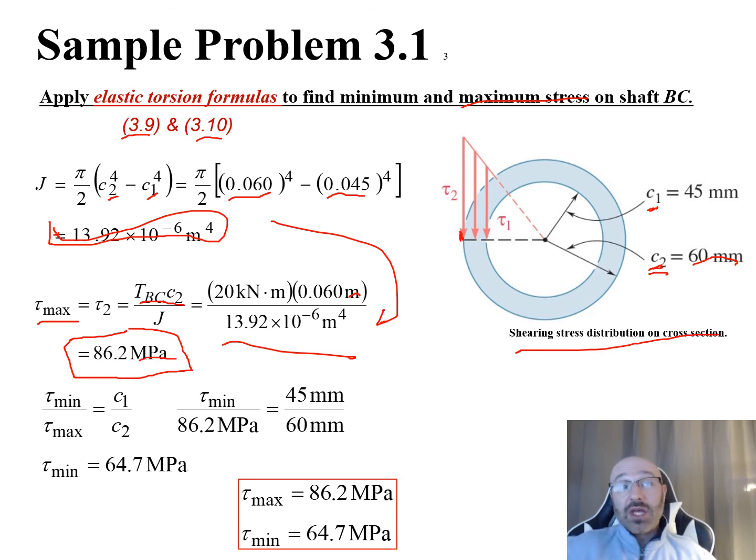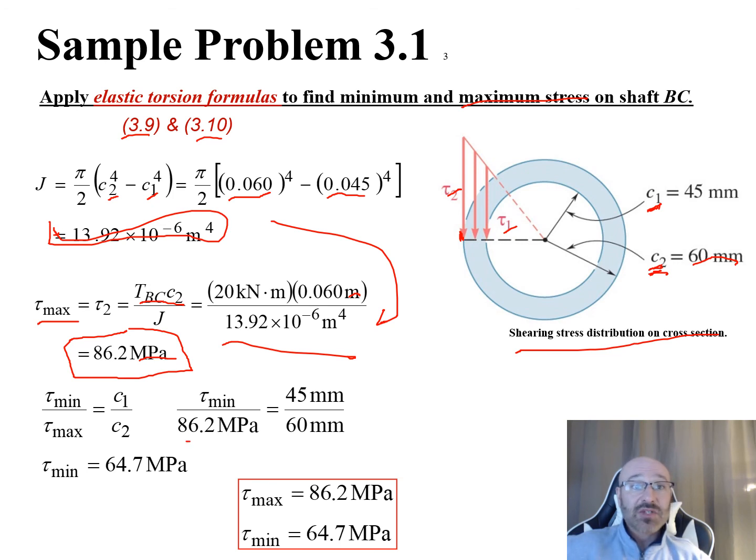Now, we could do a relationship here for our T-min. We can say our T-min over our T-max is equal to our ratio of C1 over C2, because we can see T2 is our max, T1 is our min. So we can do this just as a ratio and say T-min over T-max equals C1 over C2. We can go through this and plug in our known values.